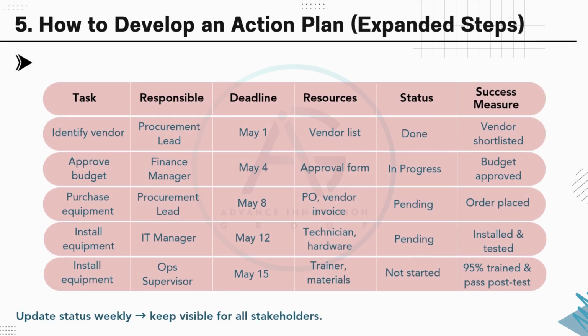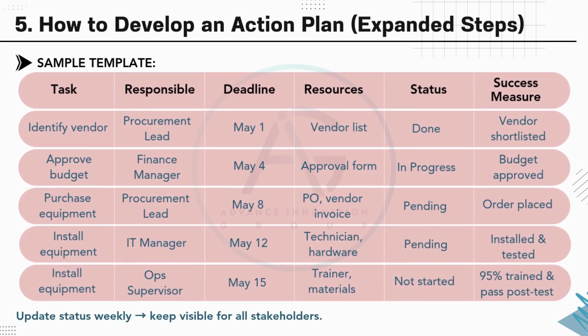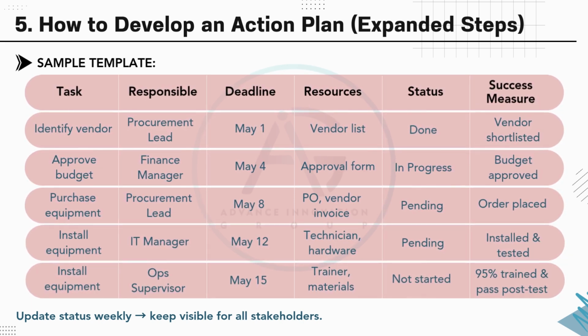This slide shows a sample action plan template with clear steps to manage a project. Each task lists who's responsible, the deadline, needed resources, current status, and how success is measured. For example, the vendor has been identified, done. The budget approval is in progress, and equipment purchase and installation are upcoming. Regular updates help everyone stay aligned and on track.